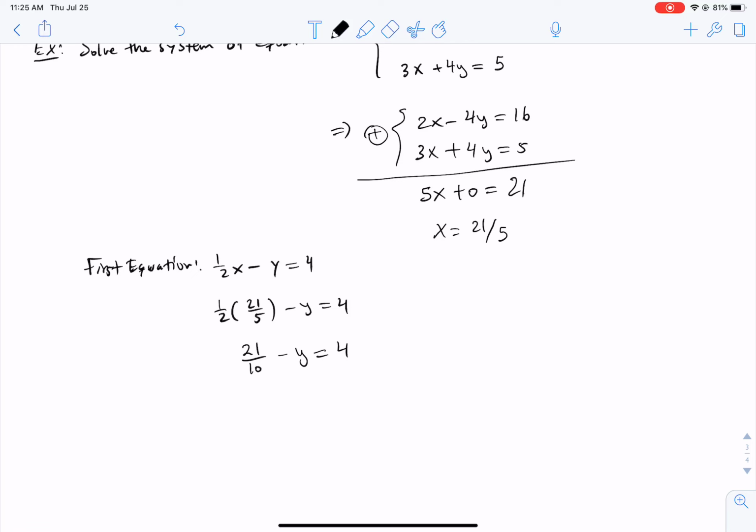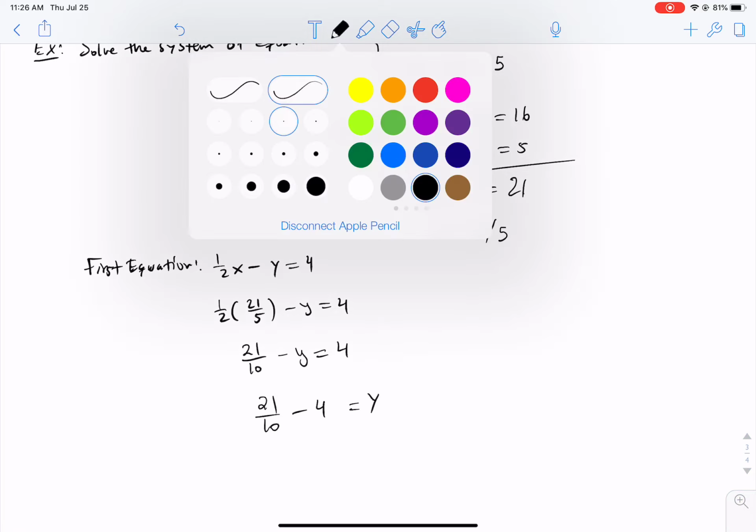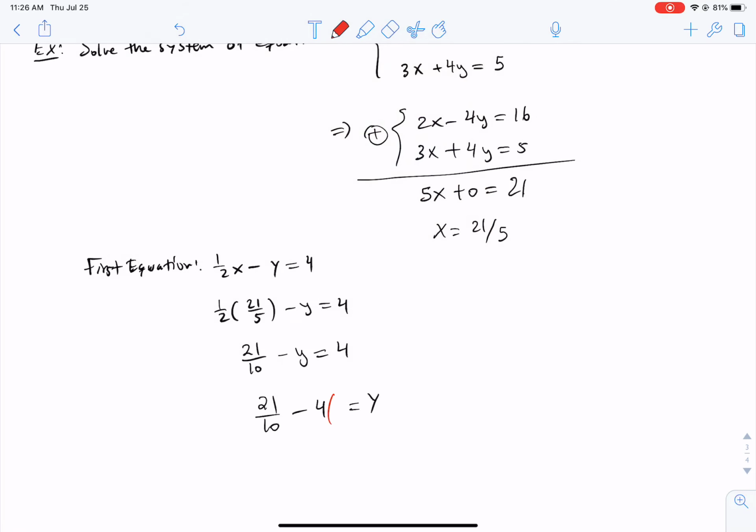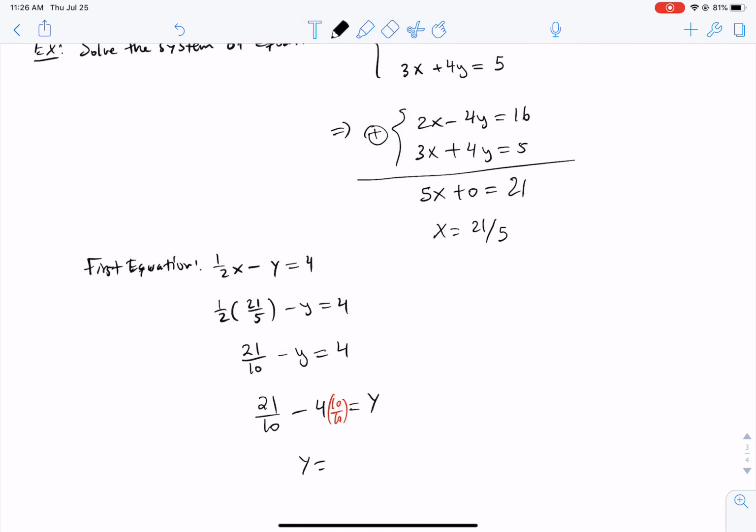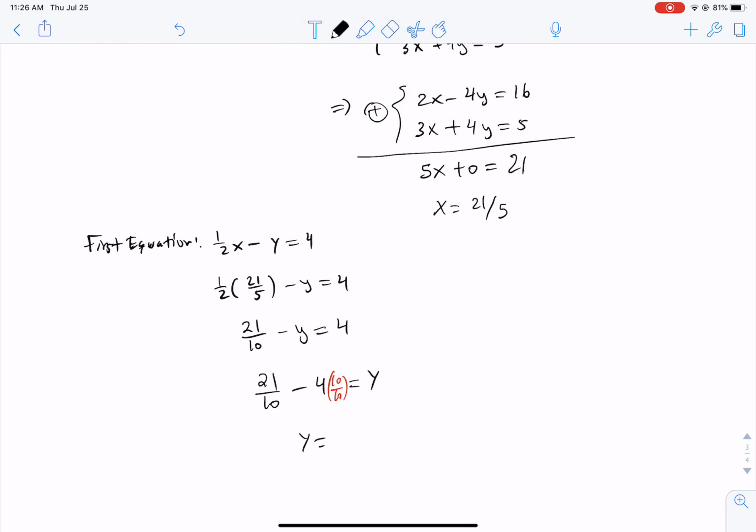So what I'm going to do now is you can do something like this if you want to. 21 over 10 minus 4 equals y, right? And then you can multiply this 4 by 10 over 10, right? So what do you have? Negative 19 over 10. So negative 19 over 10.